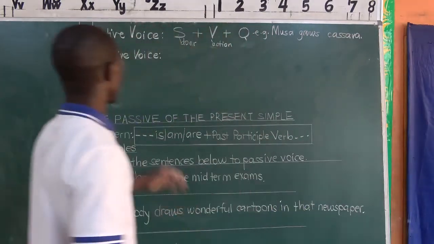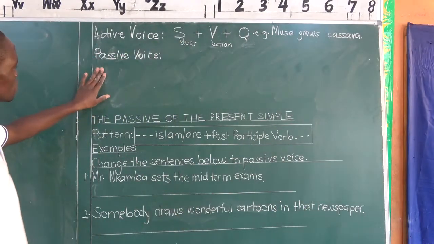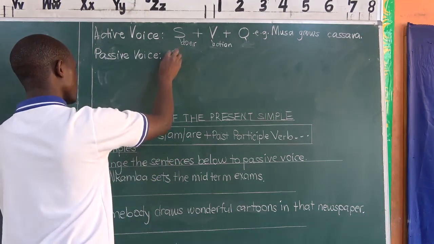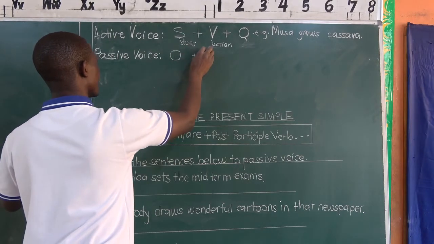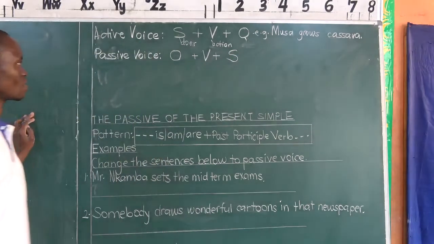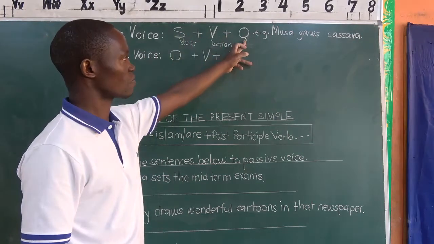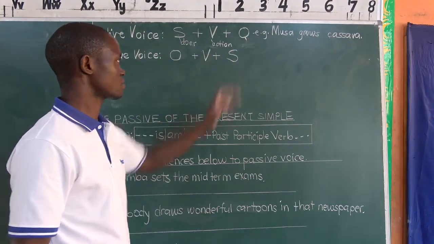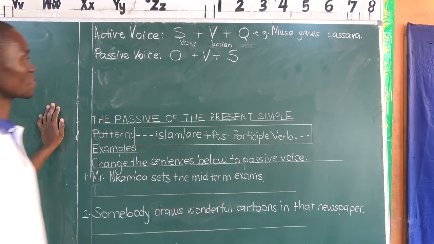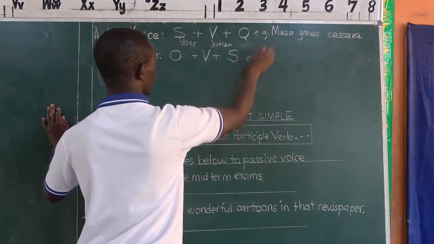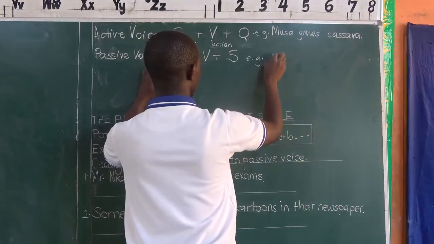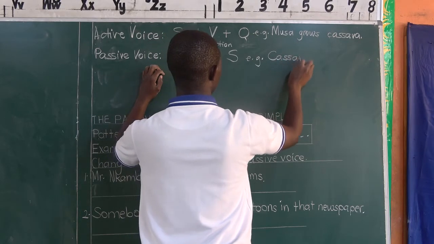Okay. Back to the passive now. With the passive voice, what do we talk about? We talk about a sentence that begins with the object, followed by the verb, followed by the, you can now guess, subject. So here it is OVS. How can a sentence start with the object? It is true, especially if you think of this very sentence we have just talked about. Musa grows cassava. You get the answer as cassava first. The teacher told us we start with the object, cassava.